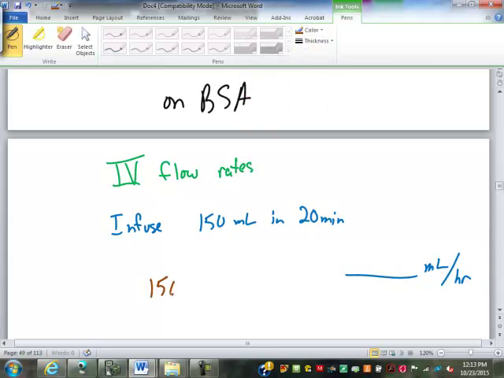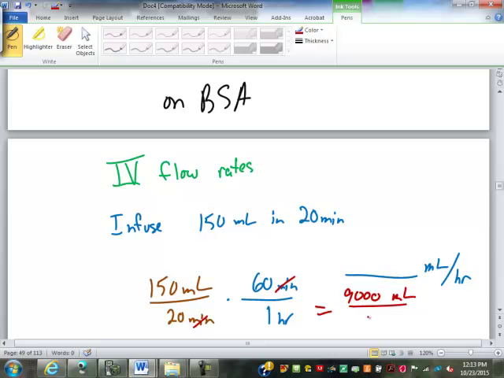Well, that's 150 milliliters over 20 minutes. And I'm going to just convert that into hours. So times 60 minutes in 1 hour. Minutes cancel out. It's 150 times 60, which is 9,000 milliliters in 20 hours. We divide that out to get 450 milliliters per hour.